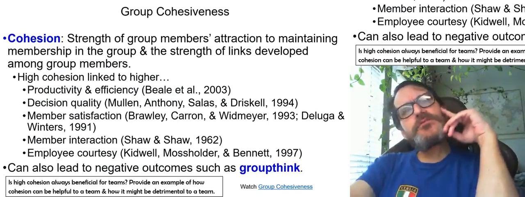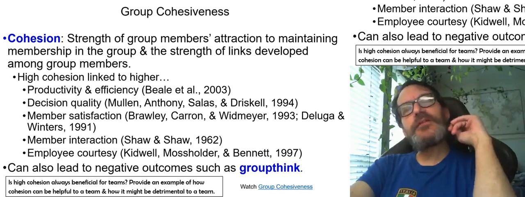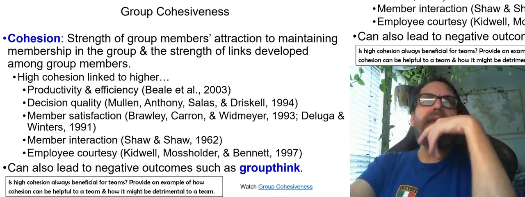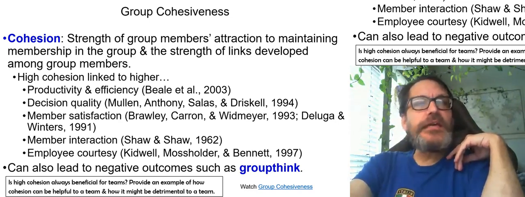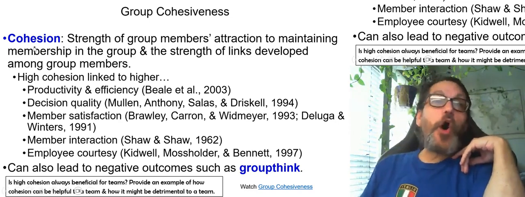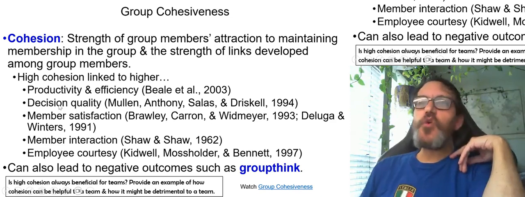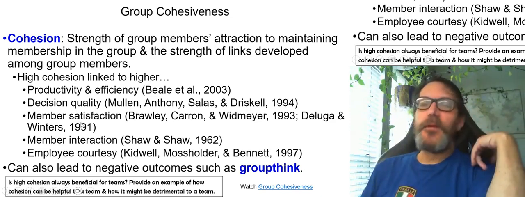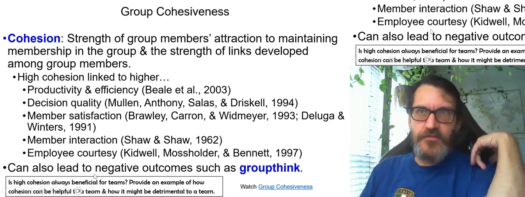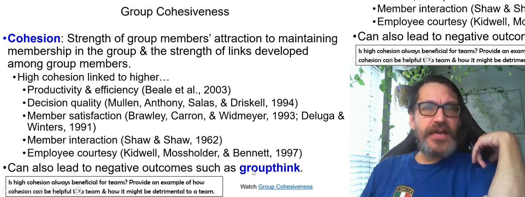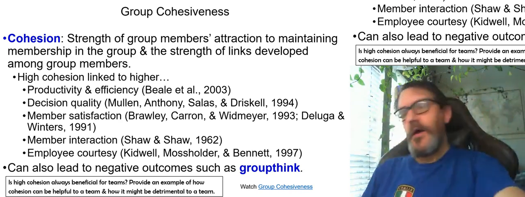So, one of the most important parts about how effective a group will be is cohesiveness. Cohesion is sort of like the strength of the bonds between people that maintain the group. Cohesion in some way is a similar idea to loyalty. High cohesion is often better. That is to say, productivity and efficiency go up in a highly cohesive group. Decision quality goes up. The members of the group are more satisfied with each other. Interactions are better. Courtesy with each other is better. But, and we're going to talk towards the end of this video, highly cohesive groups can become a victim of groupthink. So high cohesion is not always good.